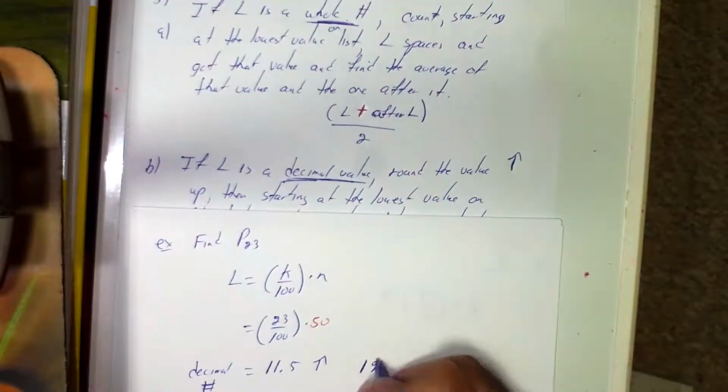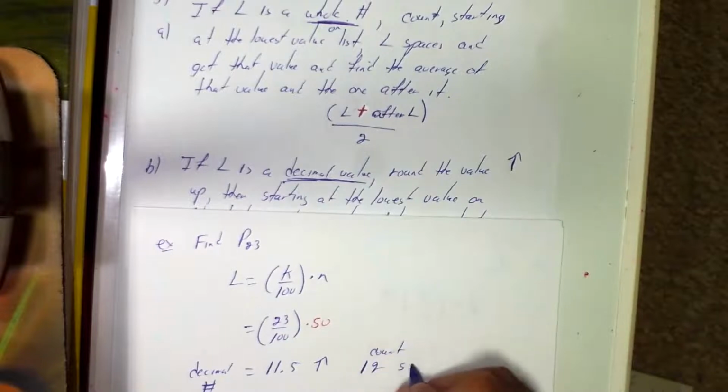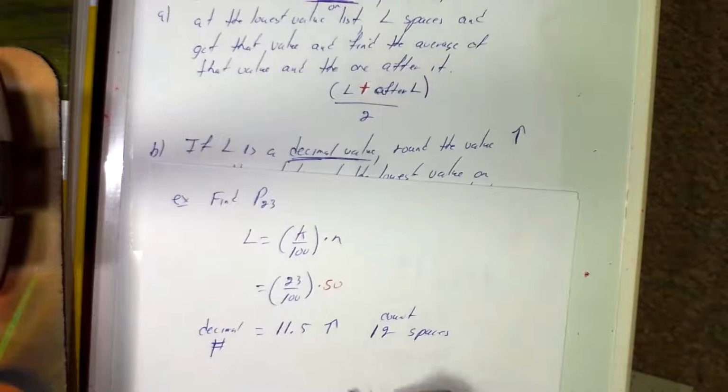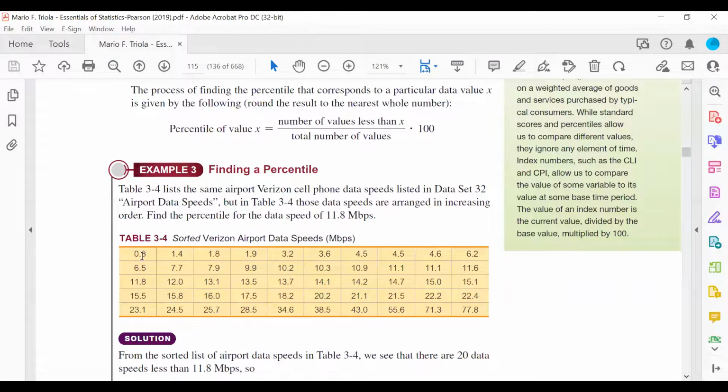So I'm going to count 12 spaces on the list. Where you land, that's going to be your answer. So let's go to my list and count 12 spaces. Here we go, that's 10, 11, 12. My answer is 7.7. The end. You don't have to take the average. You've already rounded it up. You just count 12 spaces. Bam, that's where you land.